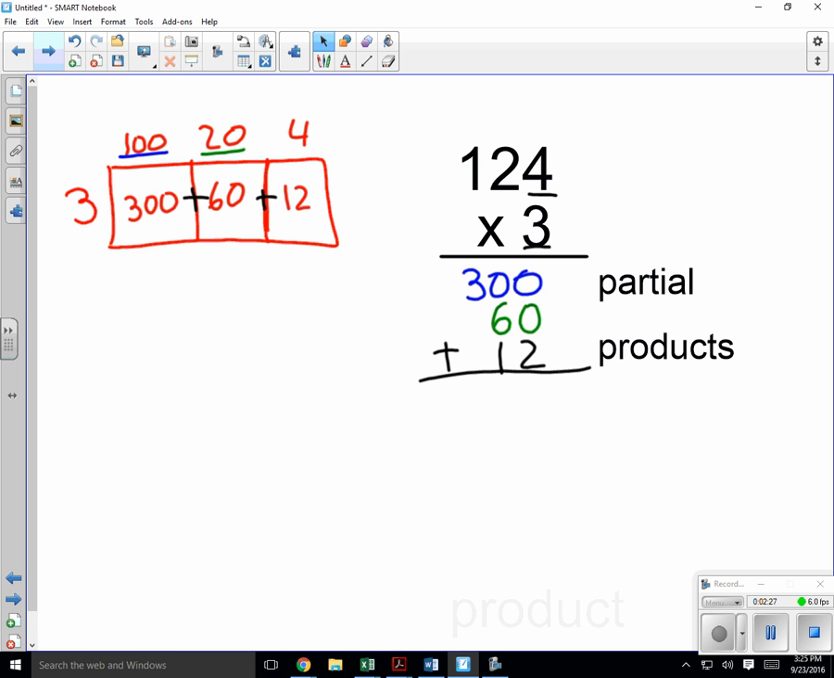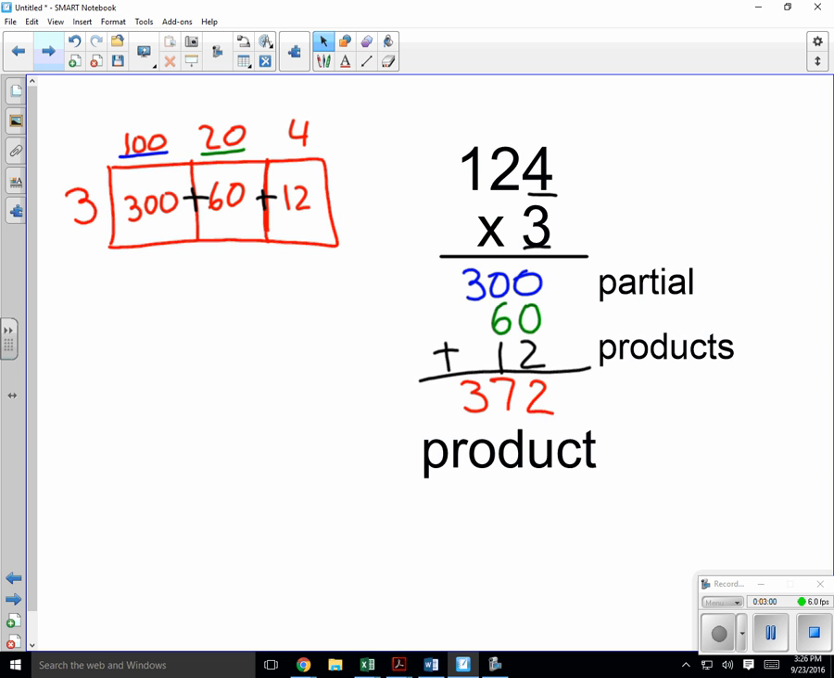our final product. And the final product will be 0 plus 0 plus 2, it's 2. 0 plus 6 plus 1, that will be 7. And 3 plus nothing is 3. So the answer will be 372. So we say that the product is 372. Final product is the answer in a multiplication problem. And the partial products are the little parts that make up the bigger product.